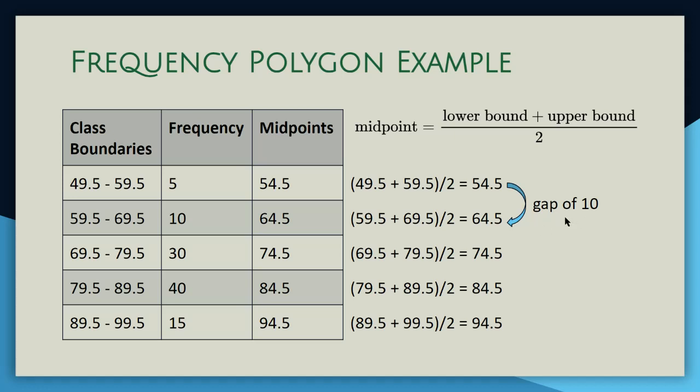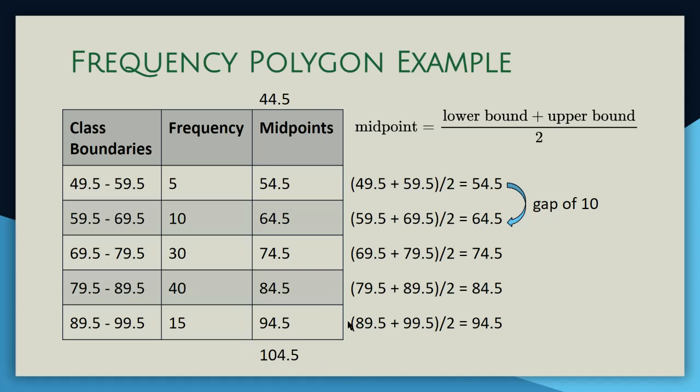That gap is how I'm going to do the next step, which is to figure out what one midpoint below the table and one midpoint above the table looks like. So the midpoint that's the next smallest would be 10 smaller than 54.5, which is 44.5. And the midpoint at the upper edge of that graph is going to be 10 bigger than 94.5, which is 104.5.